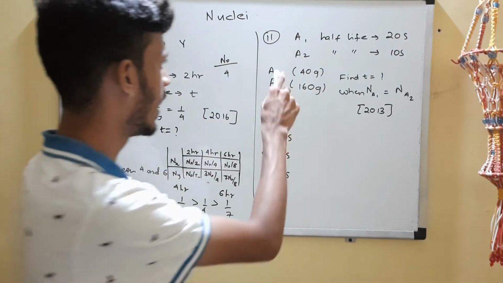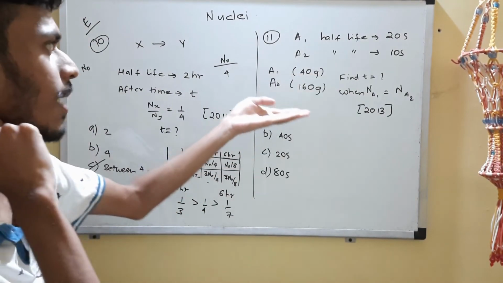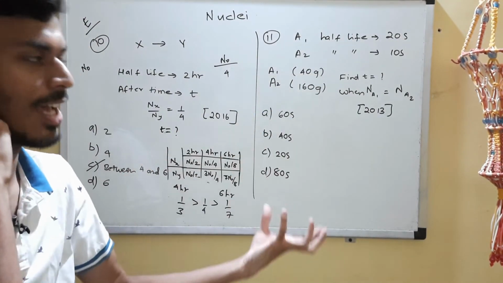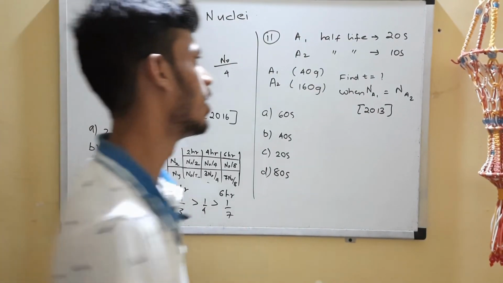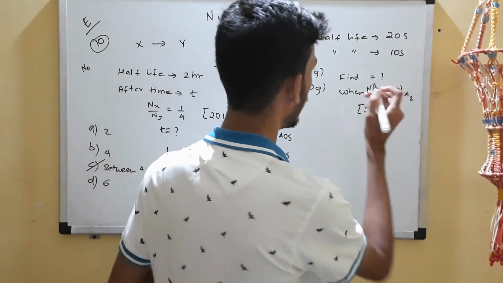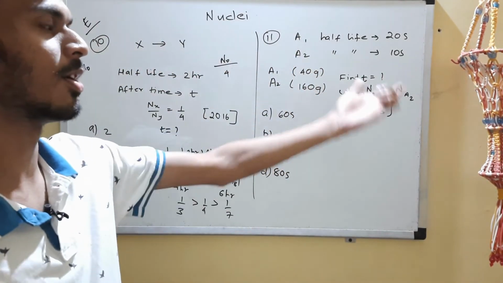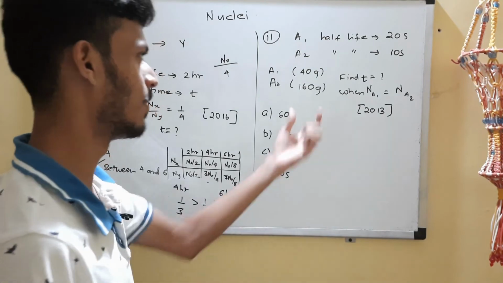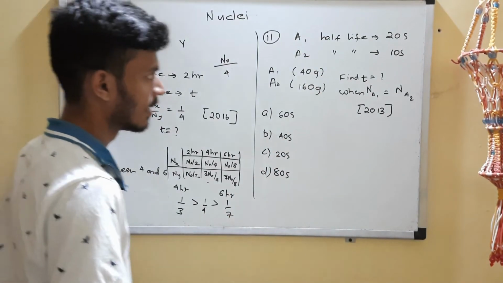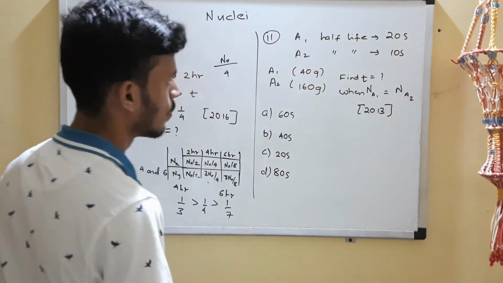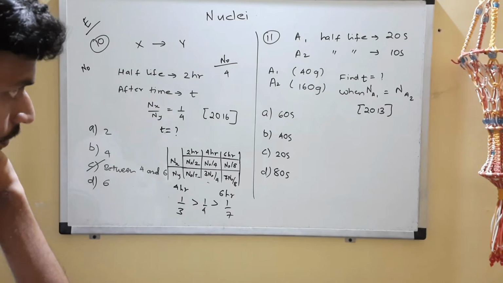Now A1 has an initial concentration of 40 grams, and A2 we begin with an initial concentration of 160 grams. You are supposed to find the time t when both of them will have an equal number of atoms, or basically their concentrations will be equal. So that is the time that we are supposed to find. Let's see it through our half-lives.